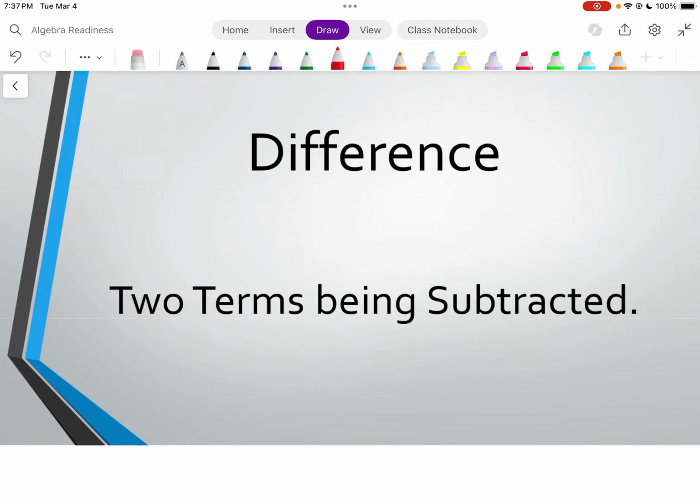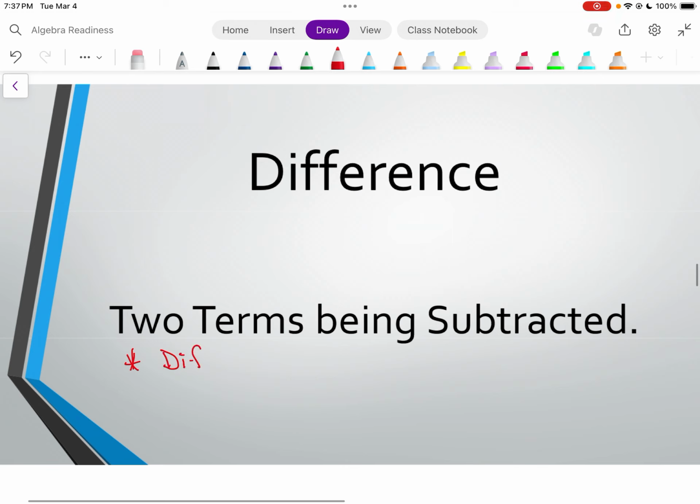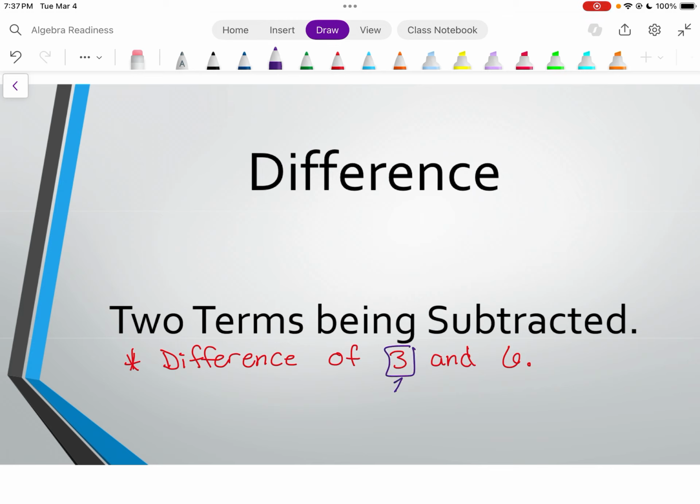Then our last big one is difference, and that is when two terms are being subtracted. One thing is when we write difference, the first value always goes first when we write it. So if we said the difference of 3 and 6, whichever term shows up first has to be first when we write the difference, 3 minus 6. So it has to show up first when we write our expression.